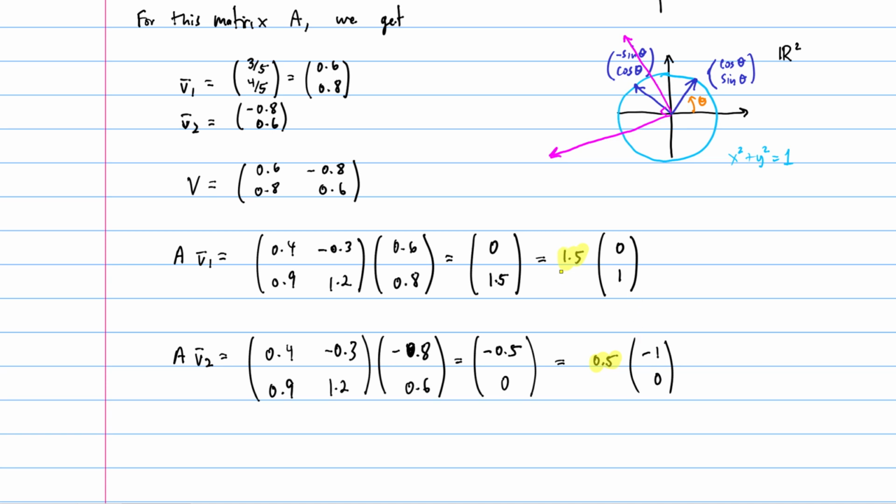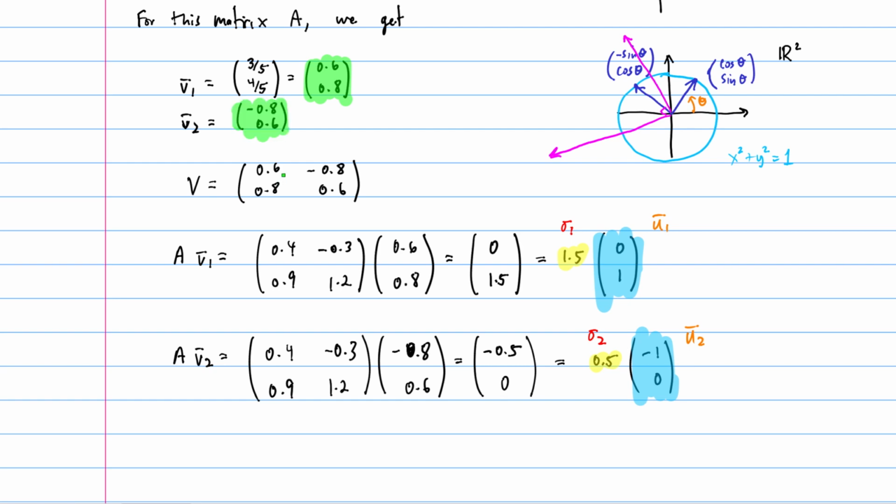So this one's going to be our sigma 1, and this will be our sigma 2. And then what's left here, these vectors, these are the orthonormal basis of the column space. So this is our u1 and this is our u2. And so now, using everything that we've done, let's highlight our vectors v1 and v2.